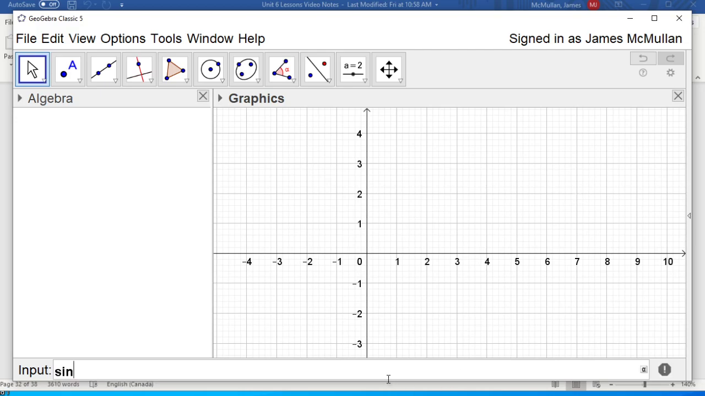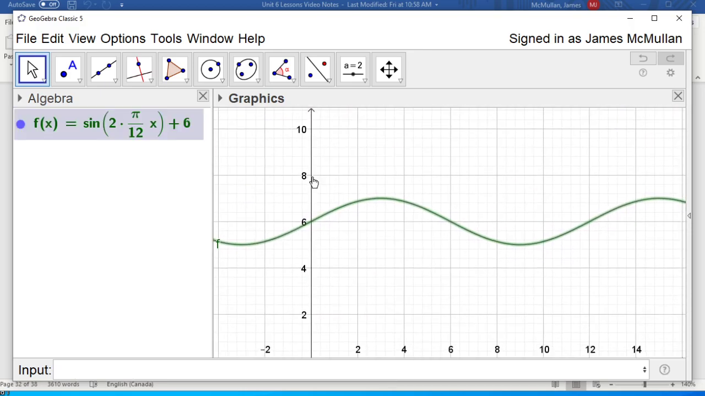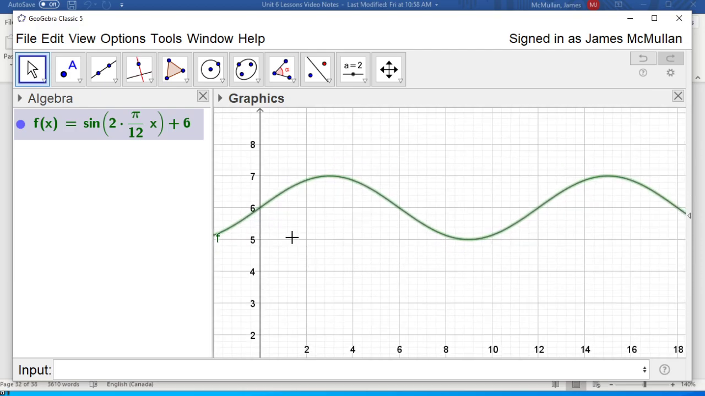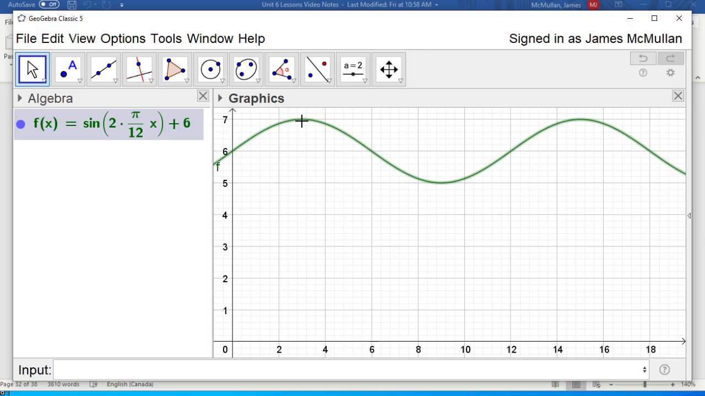You'd get something like this, where this is, say, June, and this is February, where you have a lot fewer hours of daylight. Of course, whatever it did in 2019, it would do again in 2020, and so on.